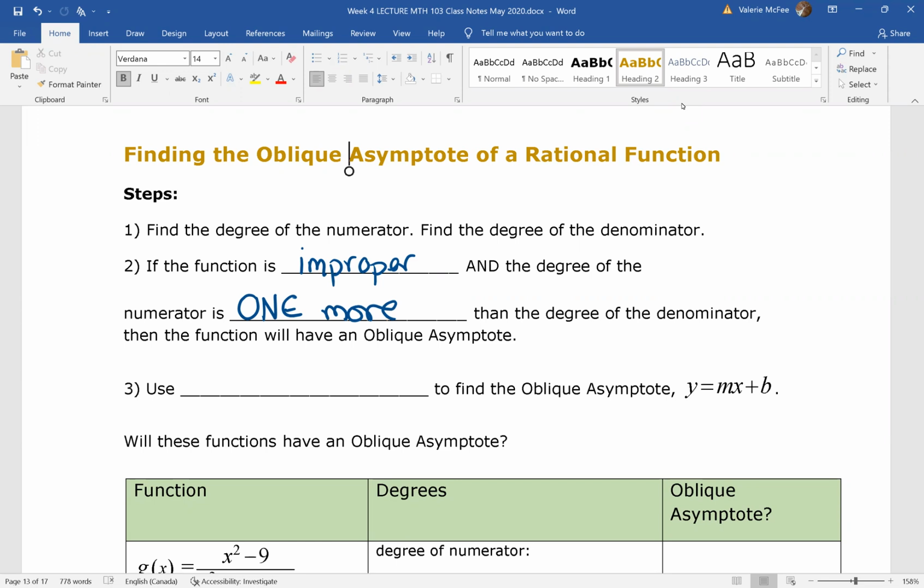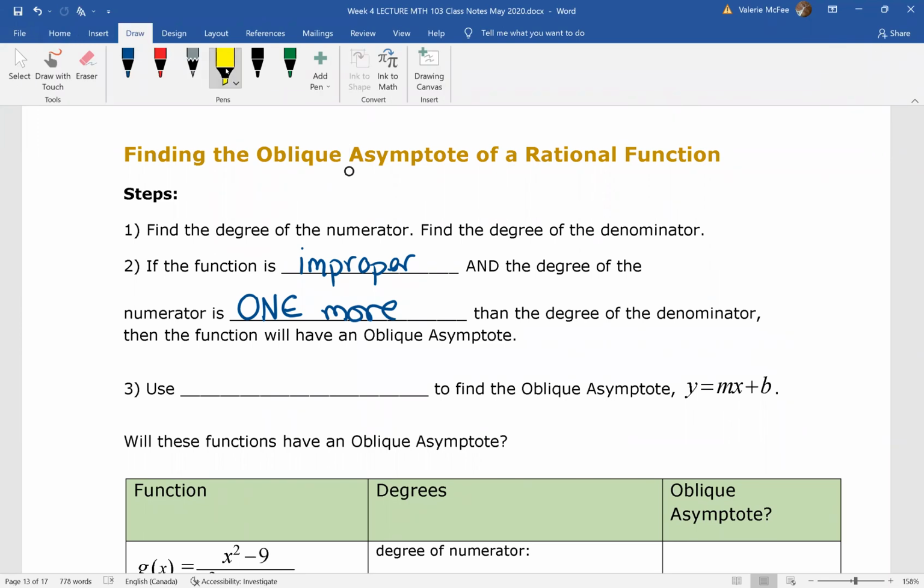So think about that. The function is improper, and the degree of the numerator is 1 more than the degree of the denominator. Then we have an oblique asymptote. And we're going to use long division, all the way back to week 1, to find the equation for our oblique asymptote.